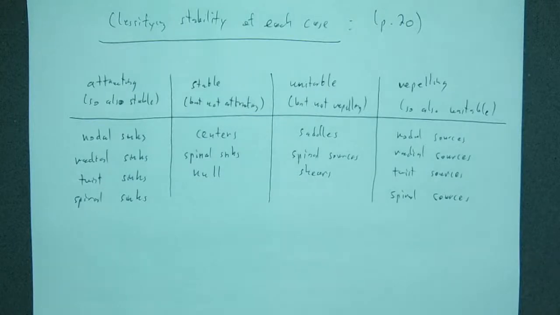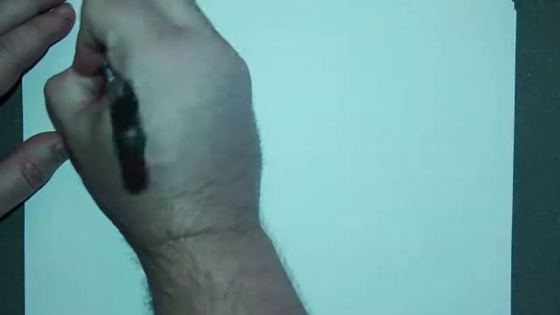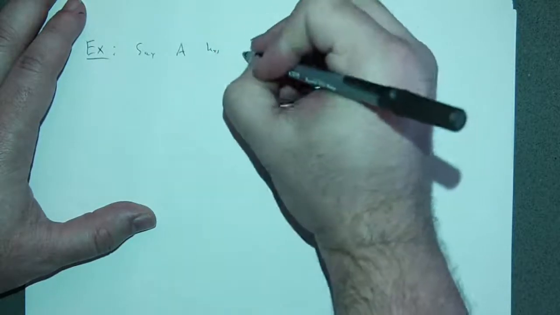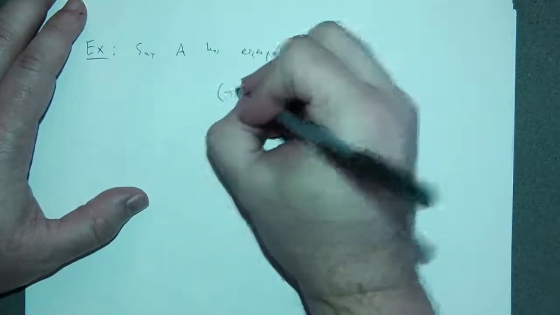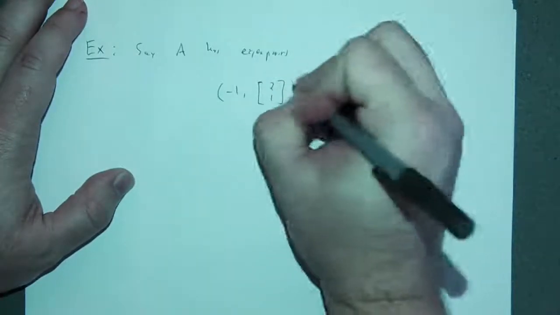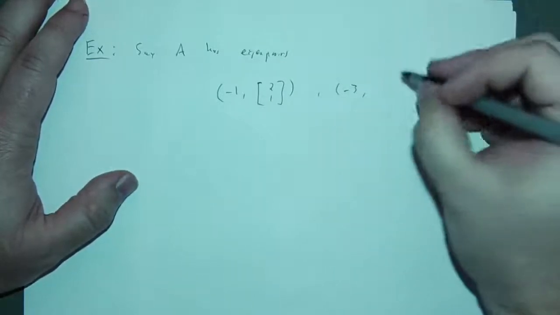All right. So let's do a couple of examples here. Maybe here's one. So let's say A has eigenpairs, let's say -1, (2, 1), and -3, (-1, 4).